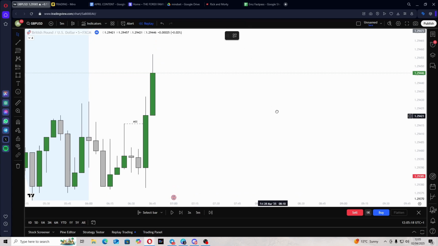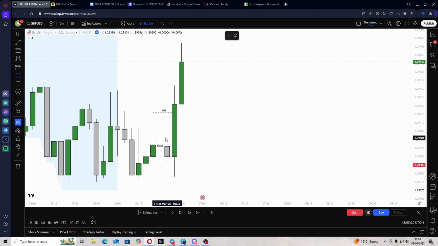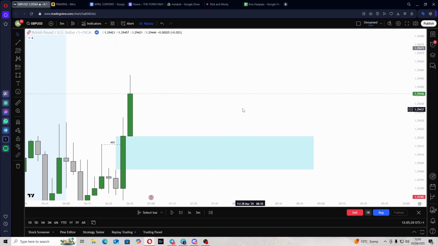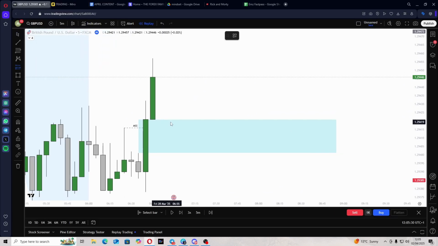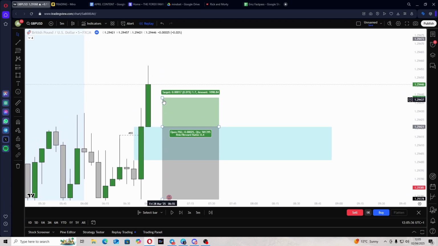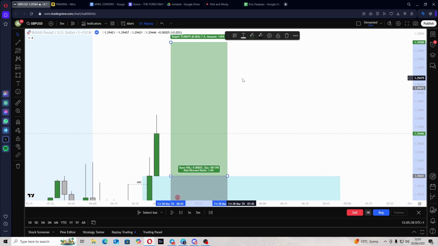But anyway, let's mark out the fair value gap, which will be from here to here. And you can see how it's overlapping with the market structure shift, just like it said here, overlap with the market structure shift for a high probability. Once we do this, all we've got to do is place that long position right there, place our stop loss just at the bottom of the candle wick of the first candle of the FVG, and then we take our take profit as a 1-to-3 risk reward ratio.